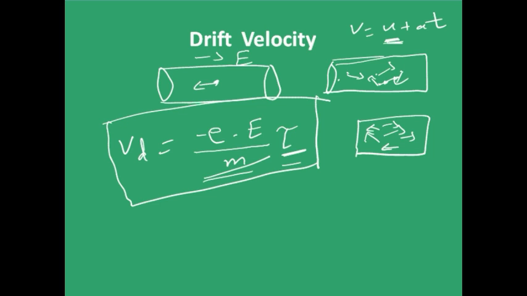Hope everything is clear till now. Interestingly, this drift velocity is independent of time. This tau is constant, m is constant, e is constant, and E is what you apply. There is no time factor in it. And the negative sign here indicates that the direction of the electron is opposite to the direction of the electric field. Let's move forward.